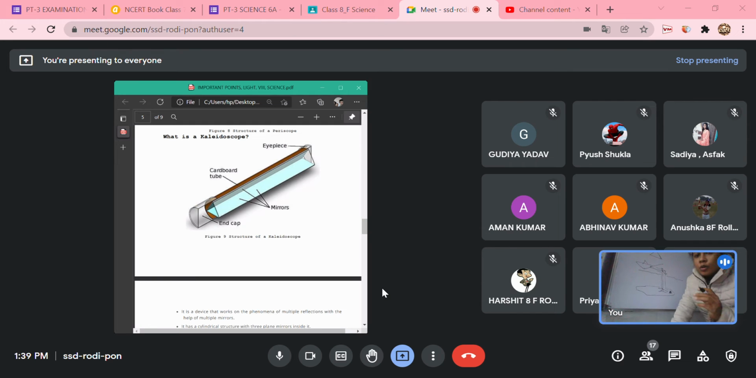Very good. So you can see there is an end cap over there. Three mirrors are attached with each other at an angle. What will be the angle of each mirror with the other? 60 degrees. Very good, because they are equilateral, the angles will also be the same. They will be at an angle of 60 degrees, and there is an eyepiece.